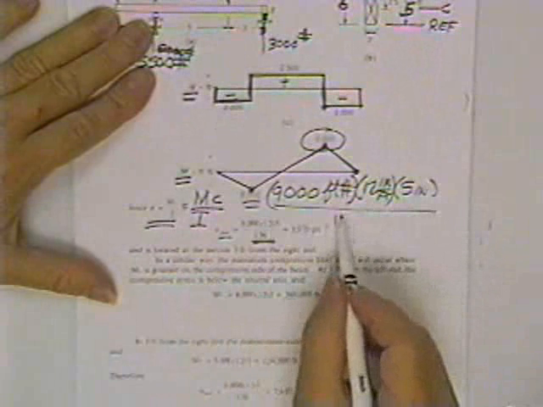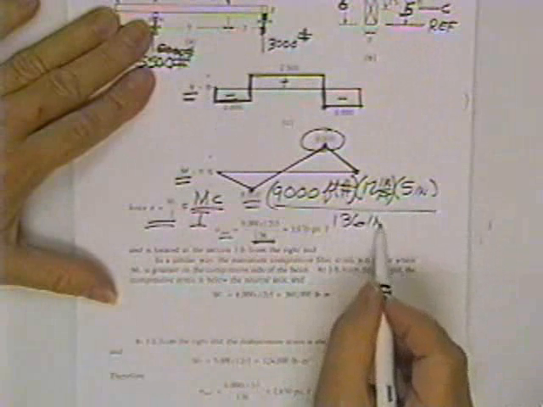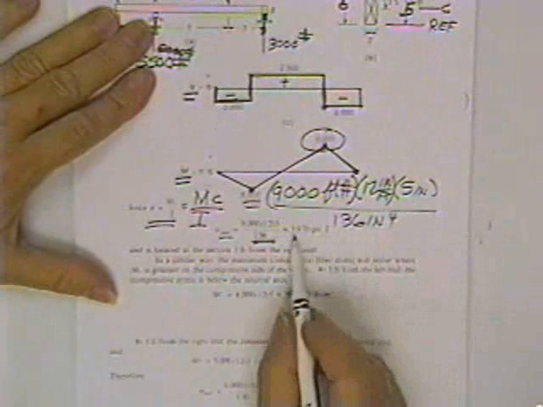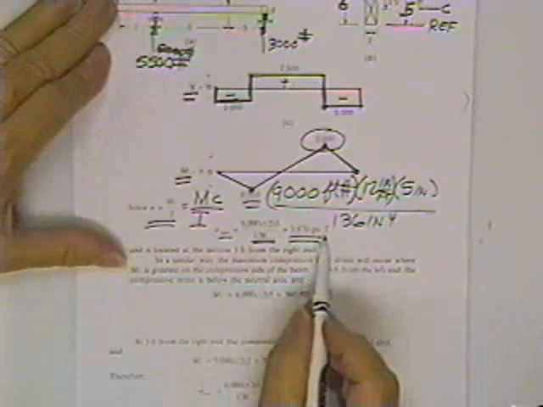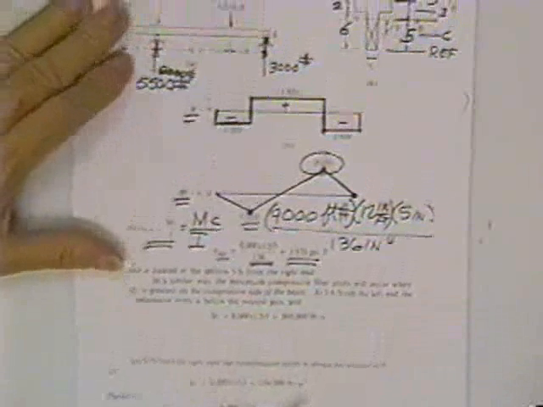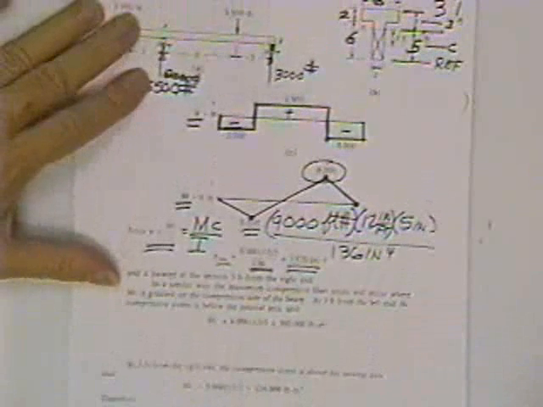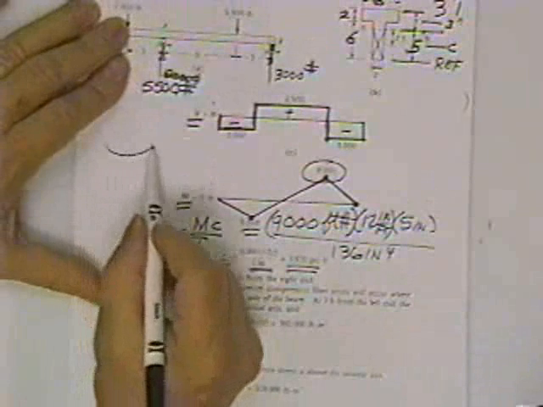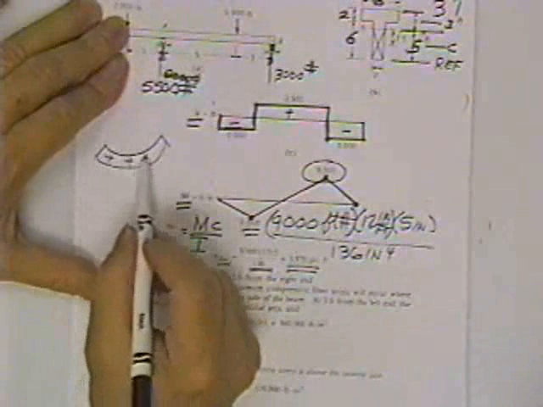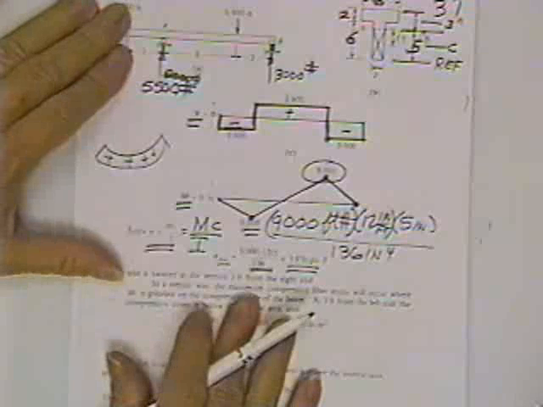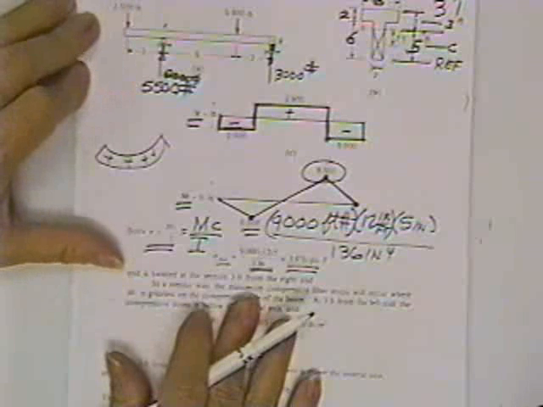He divides by the moment of inertia of 136 inches to the 4th, and he gets 3,970 psi. Now, he also says tension. Good point. If you remember, we said anybody who was bent like this was a positive bending moment, bent in the shape of a smile.